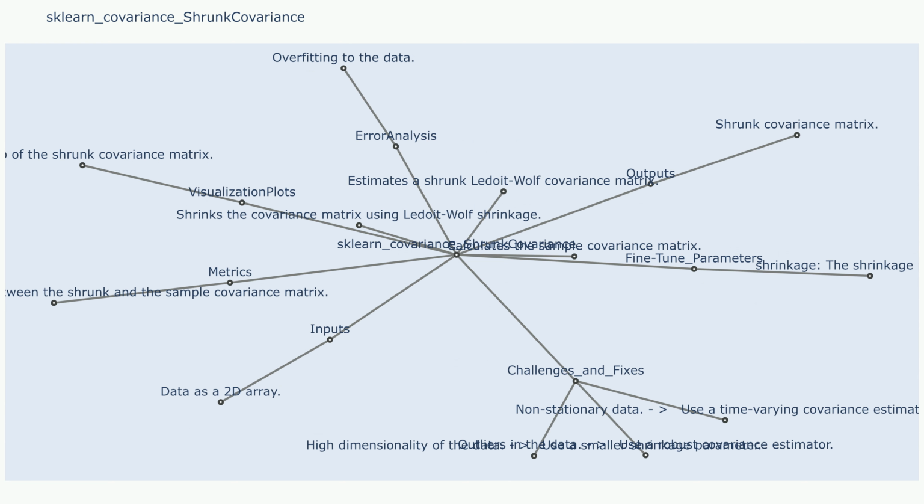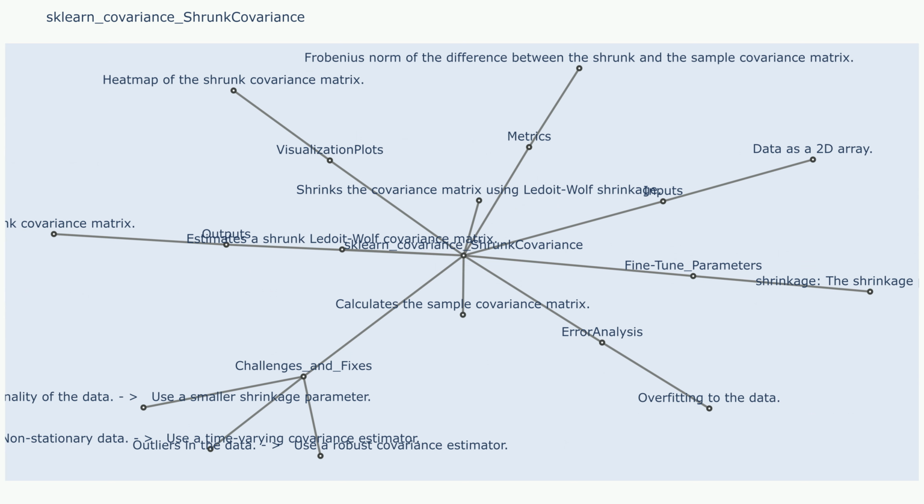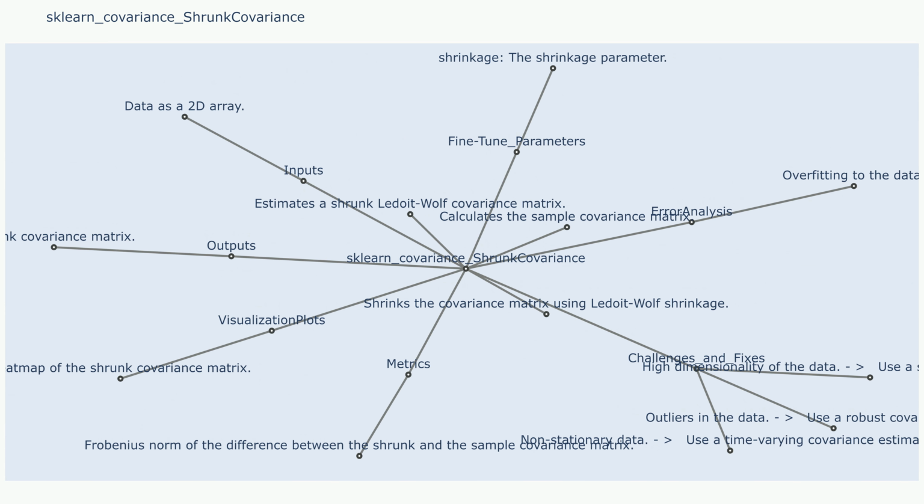Uncertainty methods. Bootstrap resampling: generate multiple bootstrap samples of the data and estimate the covariance matrix for each sample. This provides a measure of uncertainty in the estimated covariance. Bayesian estimation: use Bayesian methods to estimate the covariance matrix, incorporating prior information about the distribution of covariance matrices.